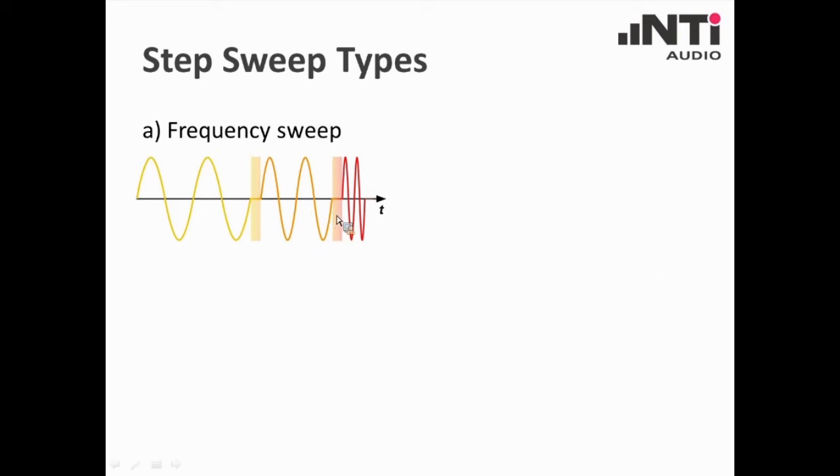Let's start with the frequency sweep. The frequency sweep means that we are increasing stepwise the output frequency of our generator. This would be the first one that has been generated, changing over to the second frequency, the third, and so on and so forth, while on the analyzer side, we are measuring the response of our device under test.